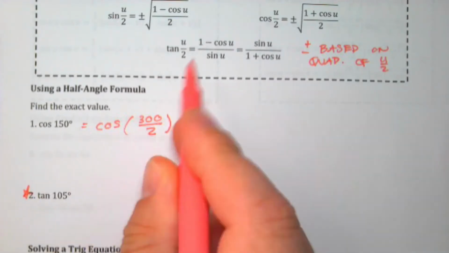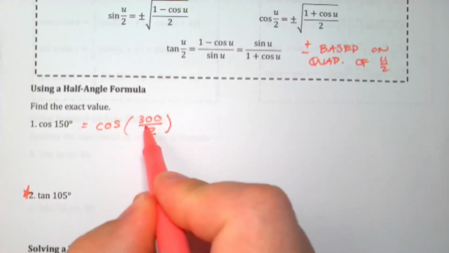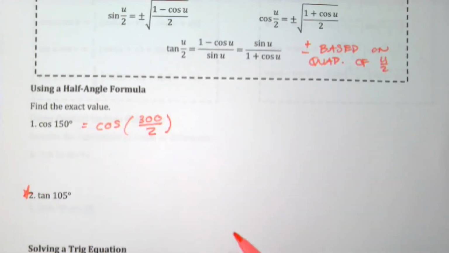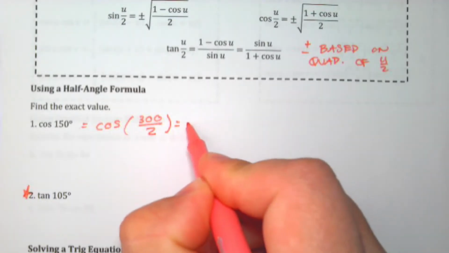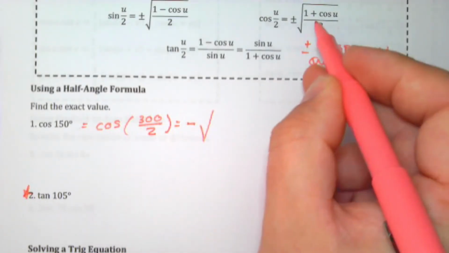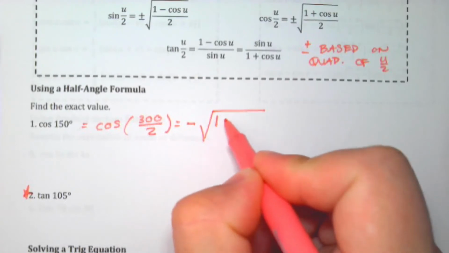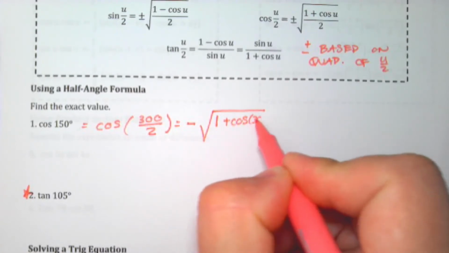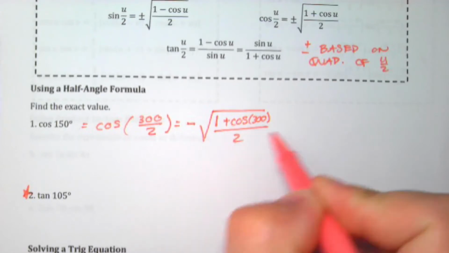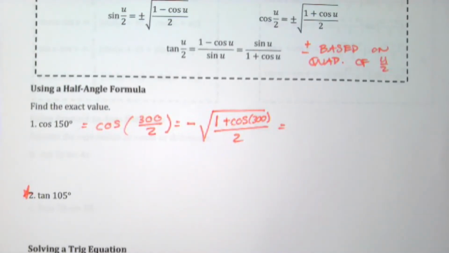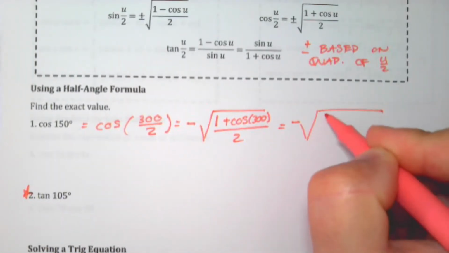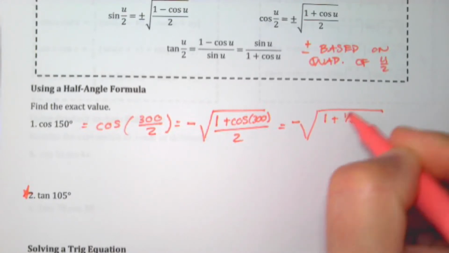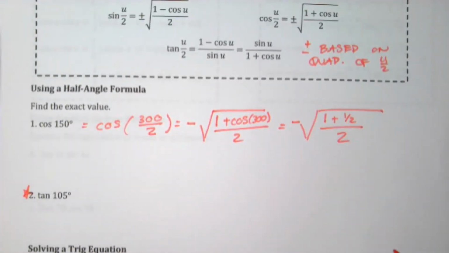So we're going to use our half-angle formulas. Cosine of 300 over 2 is cosine of 150. We know 150 degrees is in the second quadrant, so this is going to be negative when we use this formula up above of 1 plus the cosine of 300 divided by 2. And again, we know cosine of 300, that's just straight from the unit circle. So this is going to be negative square root of 1 plus 1/2, so there's our cosine of 300, divided by 2.